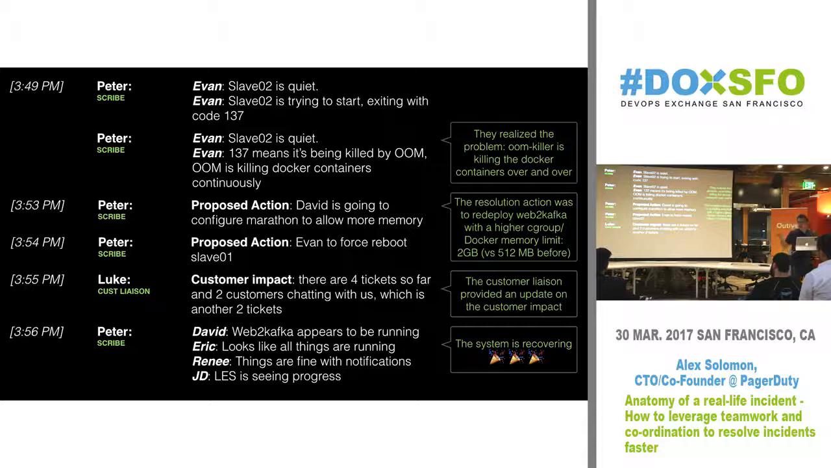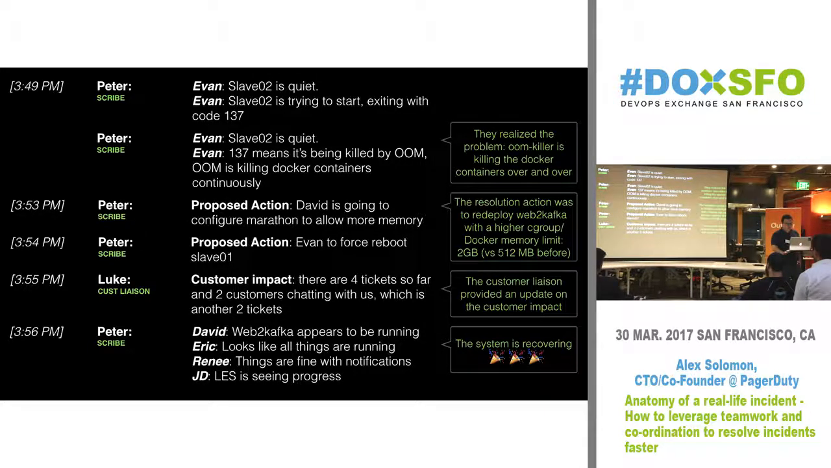And then Luke chimes in with the customer impact. So the IC asked him, hey, what's going on with the customer? He said there are 4 tickets so far filed through Zendesk, and then there's also 2 customers engaging with us on chat, so 6 tickets total.